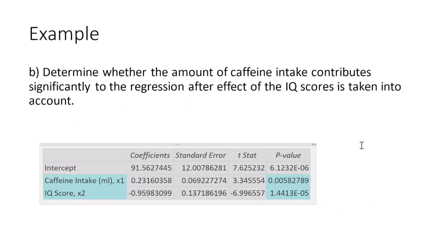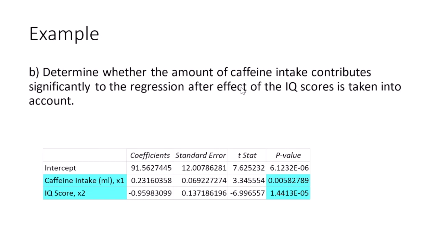We look at another example over here. Determine whether the amount of caffeine intake contributes significantly to the regression after the effect of the IQ scores is taken into account. What this question is asking is similar to the question before, but it is for the first coefficient. So the null hypothesis would be that B1 is equal to 0, and the alternative is B1 is not equal to 0.